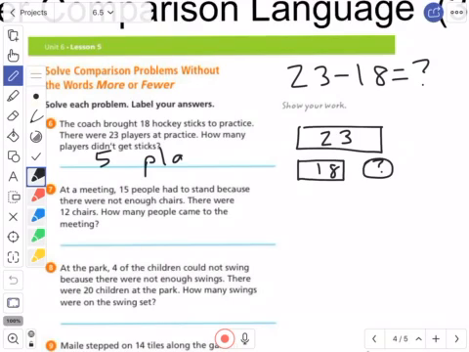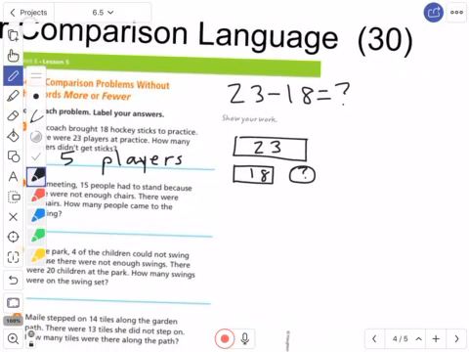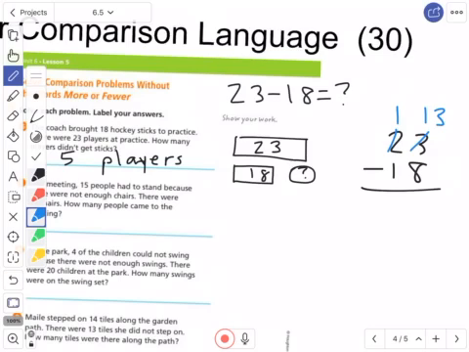And for any of these problems, you can do mental math like I did there. Or if you want to, you can show your work, like 23 minus 18, and do what's best for you. I can't do 3 minus 8, so I'm going to take away one of my 10s. I have 1 ten. Bring it over to the 3, so I have 13. 13 minus 8 is 5. And 1 minus 1 is nothing.